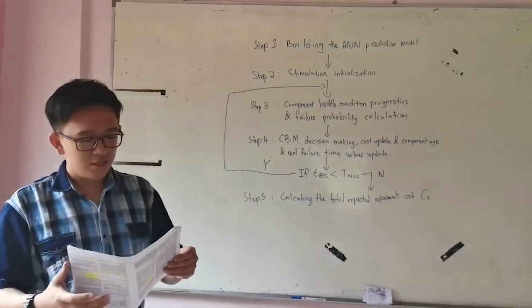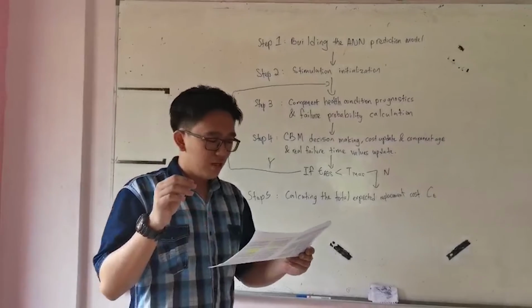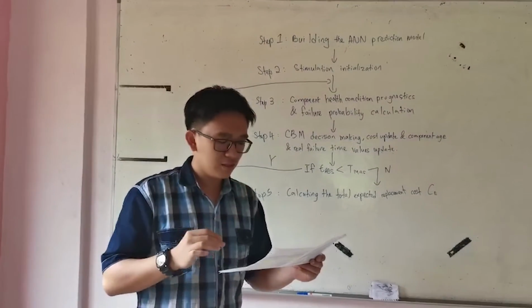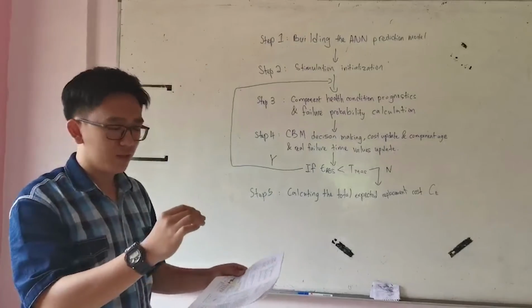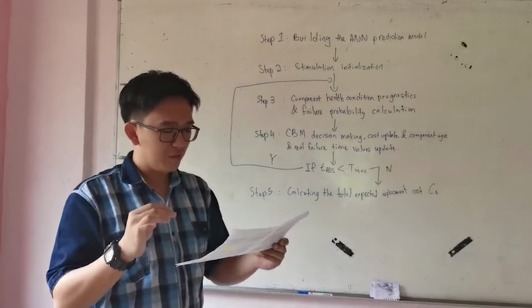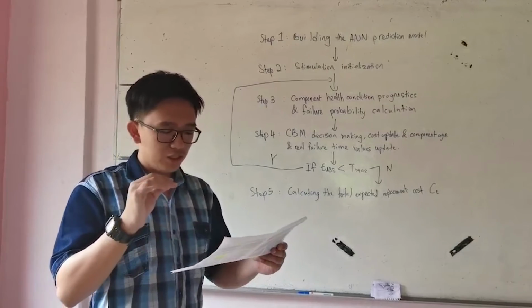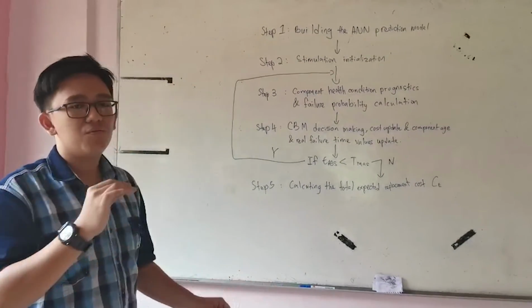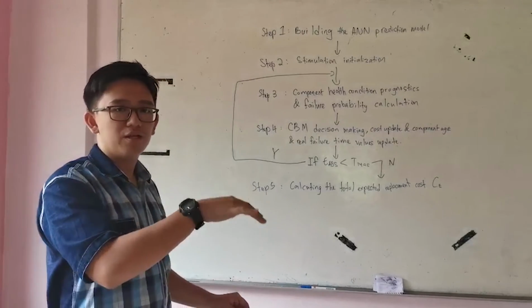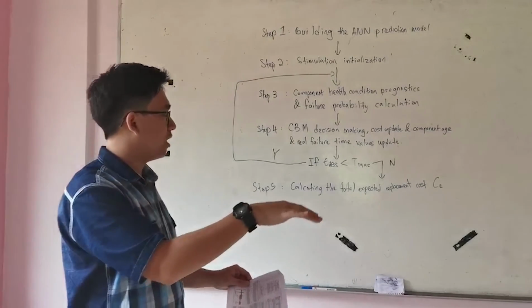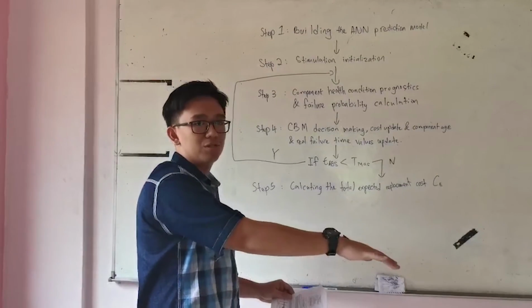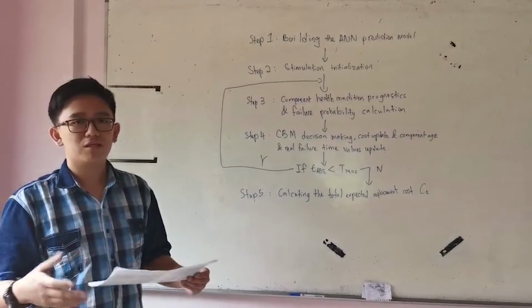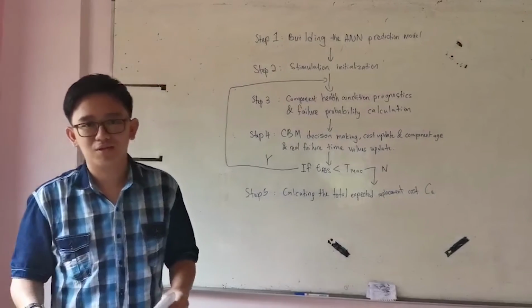If the current time, T_ABS, does not exceed the maximum simulation time, which is Tmax, repeat steps 3 and 4. When the maximum simulation time is reached, which is T_ABS equals Tmax, then we can finally start the final step, which is step 5, calculating the total expected replacement cost, which is CE, and then we have completed our solution method on CBM. Thank you.